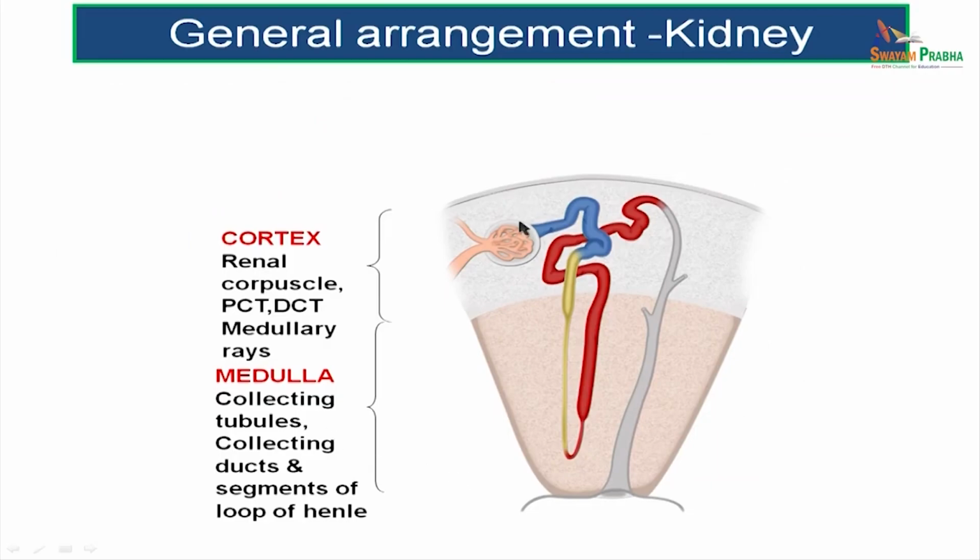So, this is how the arrangement of various structures in the cortex and medulla is present. You can see that in cortex you have renal corpuscles, you have PCT, DCT and medullary rays. In the medulla, you have collecting tubules, collecting ducts and you have segments of loop of Henle.